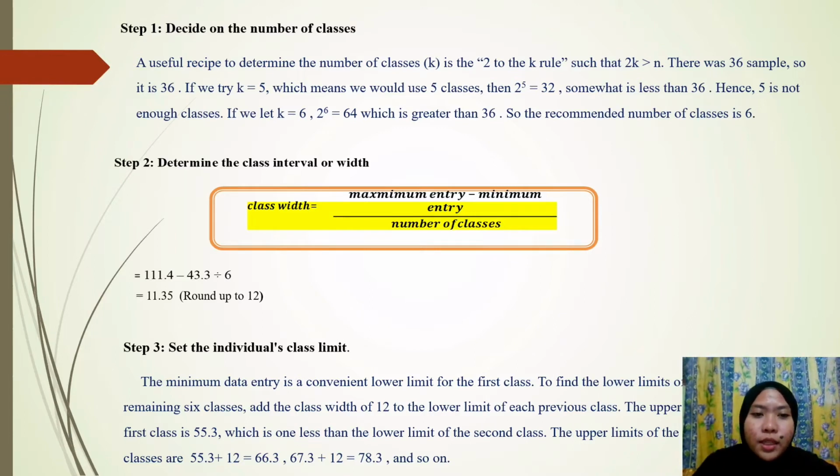So step 2 is determine the class interval or width. This is the formula for class width. We get 111.4 minus 43.3 divided by 6, total 11.35, rounded up to 12. So step 3, the upper limit of the first class is 55.3. Plus 12, the total is 66.3, and the next class is 67.3 plus 12 becomes 78.3, and so on.